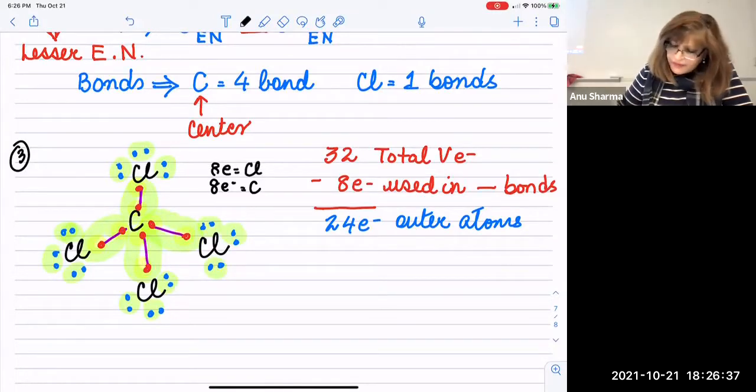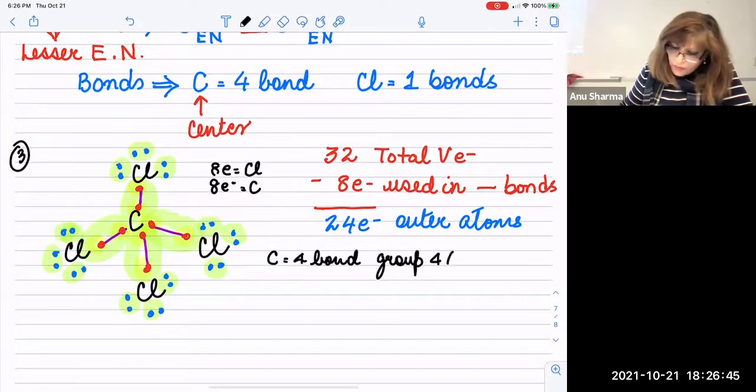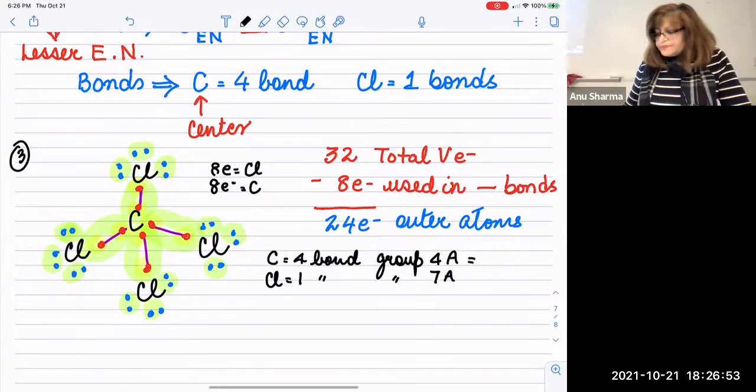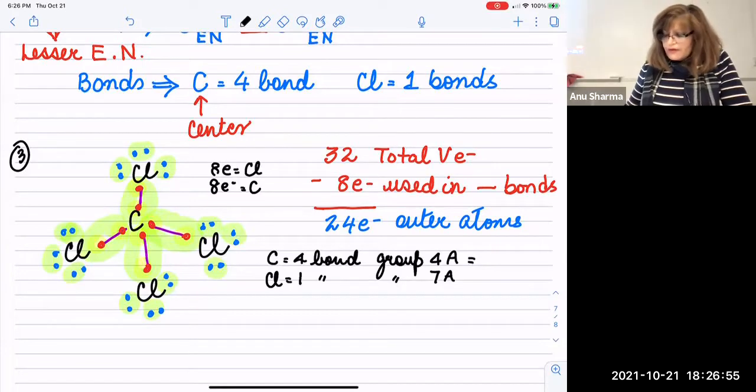And carbon wants to make 4 bonds. Carbon is in group 4A, right? Group 4A, 4 bonds. And chlorine is in group 7A, so 7A will make 1 bond, and so this is what it is.